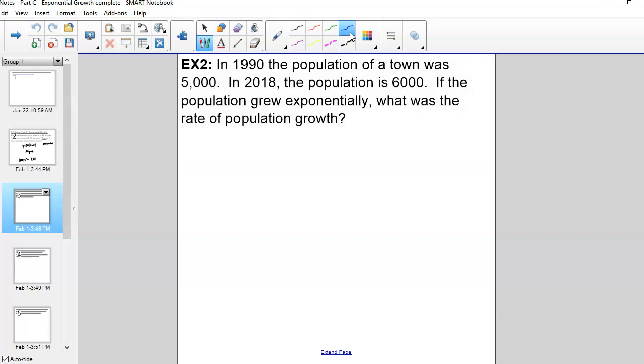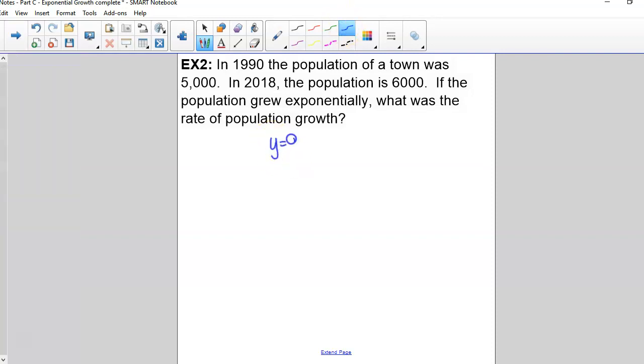In this case, in 1990, the population of the town was 5,000. In 2018, the population is 6,000. If the population grew exponentially, what was the rate of population growth? Okay, these are going to be different because do you see a percentage anywhere? We don't. That's a problem for us, right? Because so far, everything we've done gave us the percent so we could write our equation. Now this one, we can't do that.